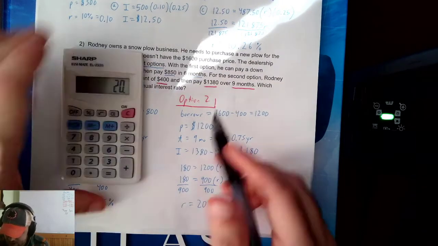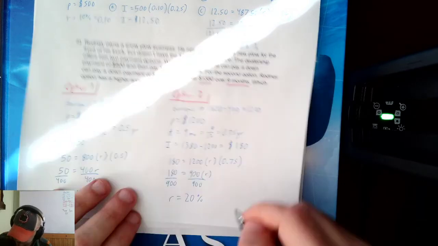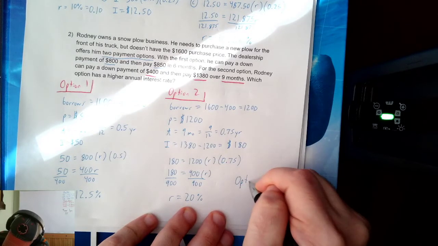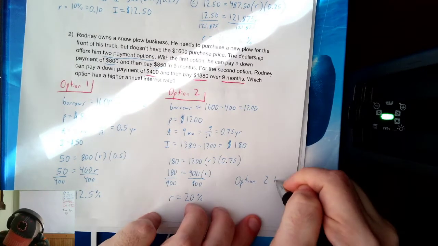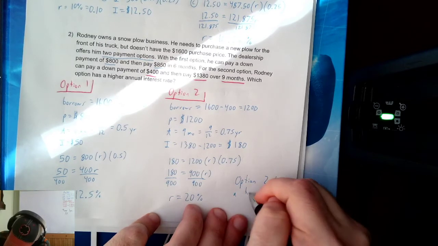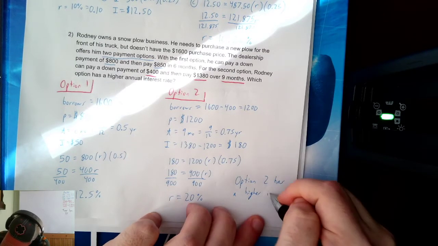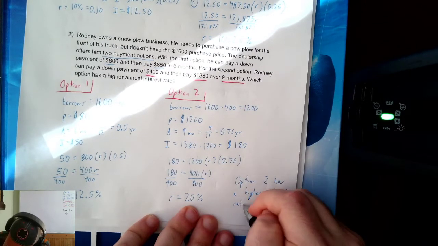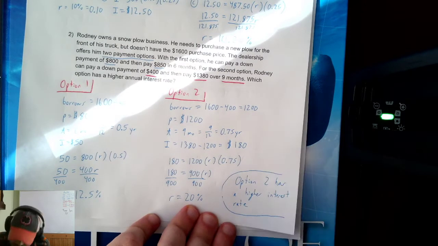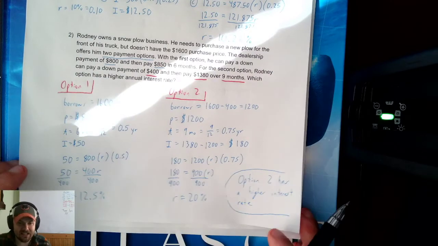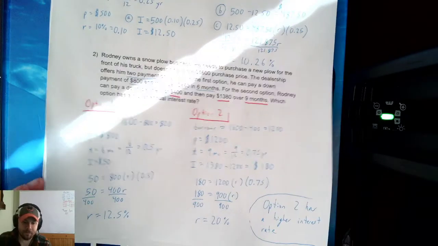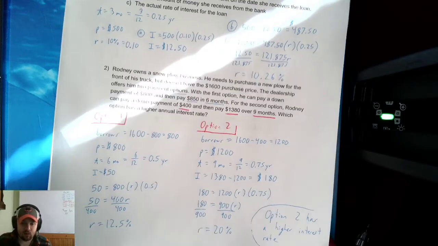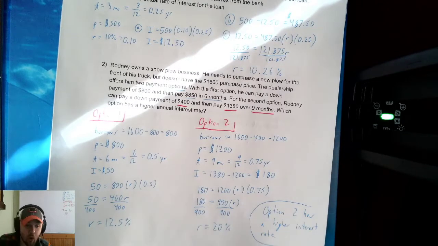So which one has the higher annual rate of interest? Option 2 has a higher interest rate. That is my answer. Option 2 has the higher interest rate. So, if possible, Rodney should choose option 1.